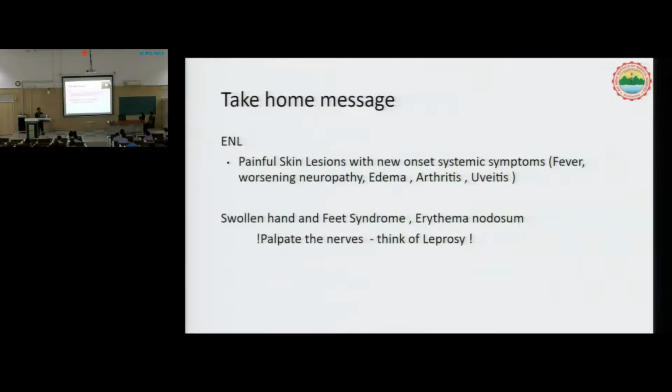So the take-home message of today's CPC is that erythema nodosum leprosum can present as painful skin lesions with new onset systemic symptoms like fever and worsening skin neuropathy, and edema, arthritis, uveitis, etc. And when you find swollen hand and feet syndrome with erythema nodosum, please palpate the nerves and think of leprosy before thinking of other diagnoses.